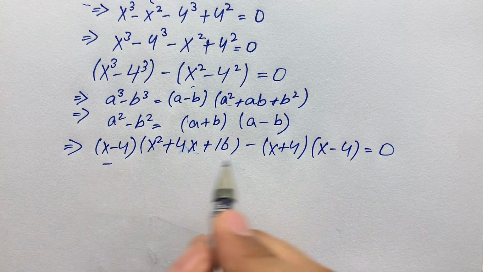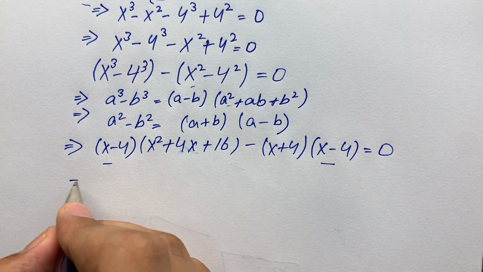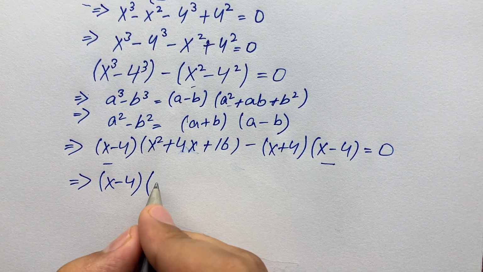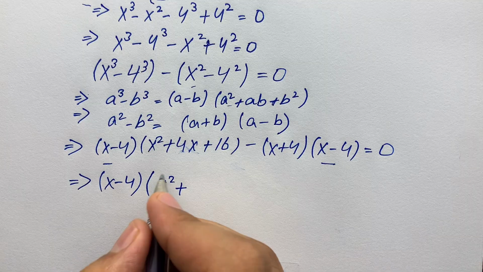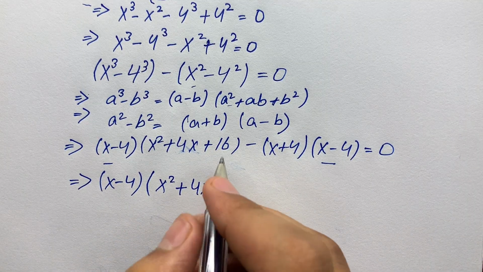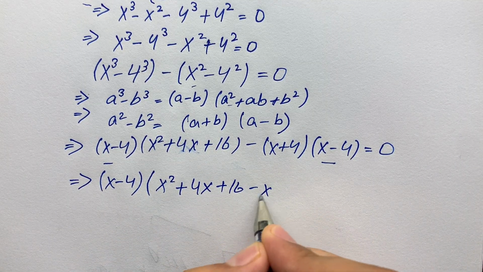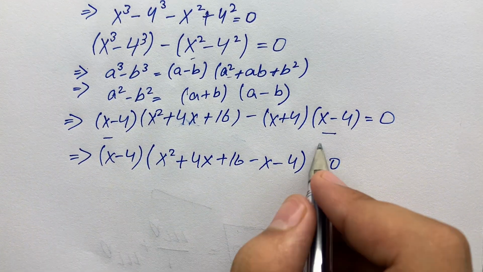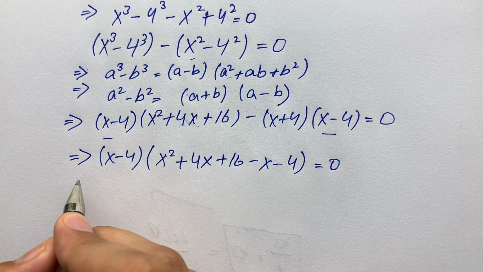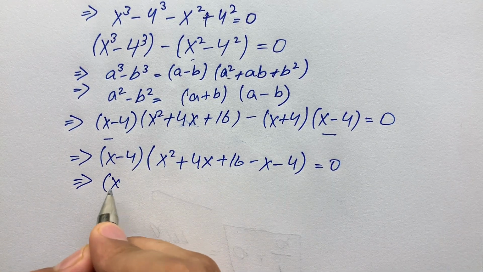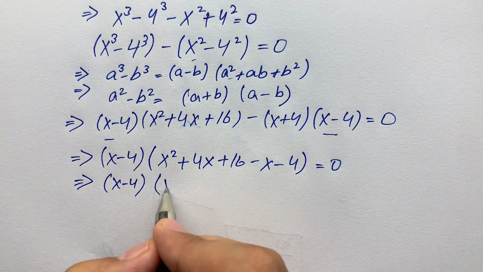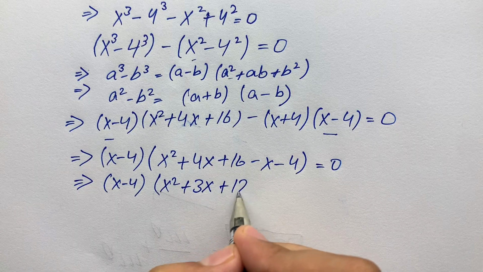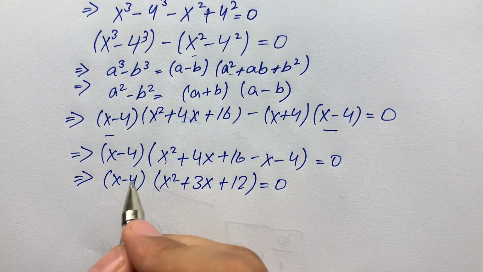Now this x - 4 and this x - 4, this will be (x - 4) times (x^2 + 4x + 16 - x - 4) is equal to 0. Now (x - 4)(x^2 + 3x + 12) is equal to 0.